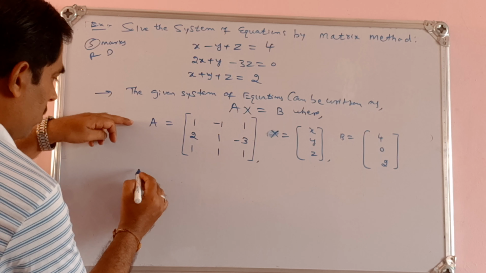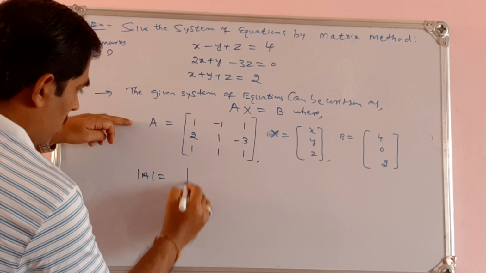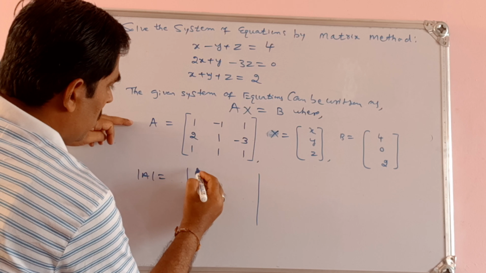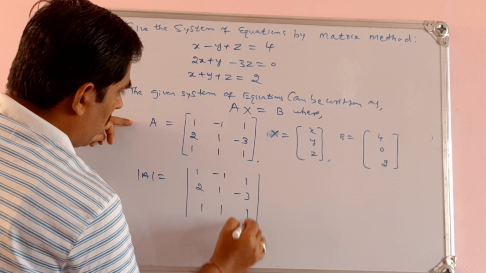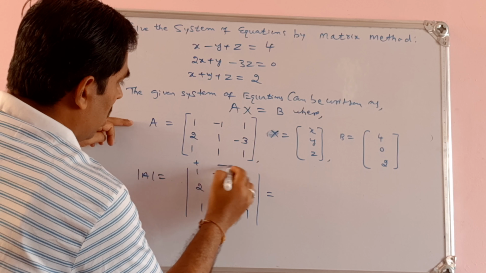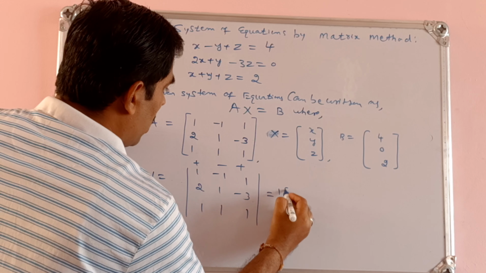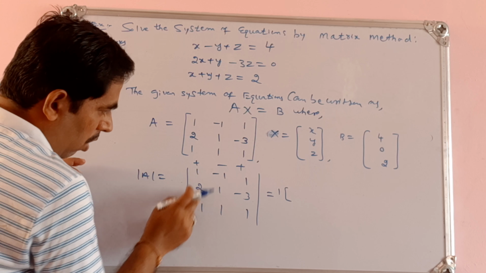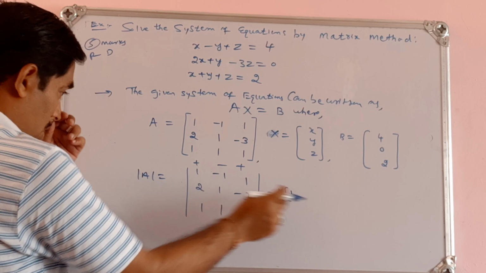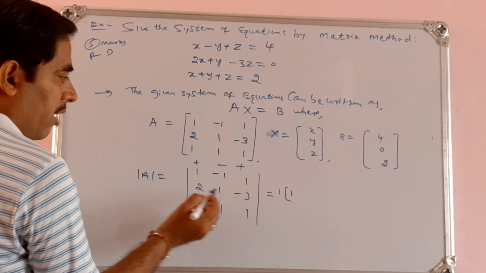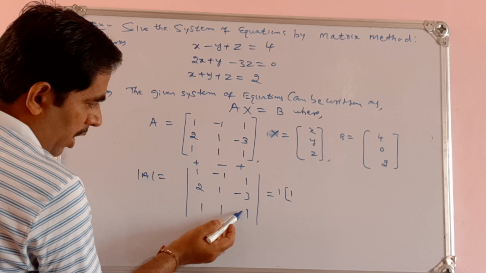Then we have to consider the determinant of A. That is 1, minus 1, 1, 2, 1, minus 3, 1, 1, 1. Let me expand this along the first row once again. 1 into, observe here, you leave this column and this row. 1 into 1, 1. Observe the sign carefully. So leave this column, this row. 1 into 1, 1.